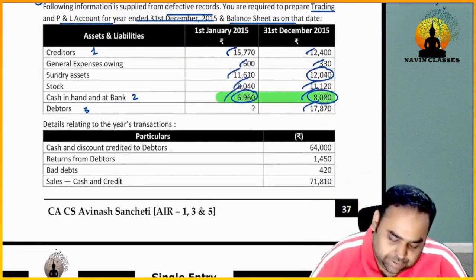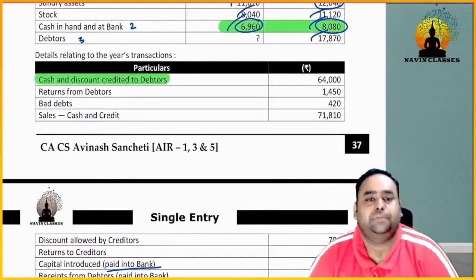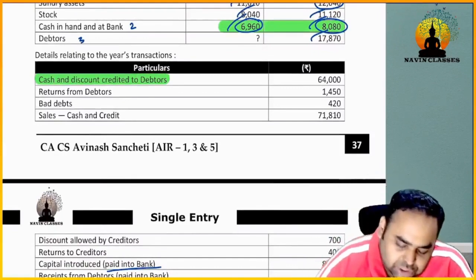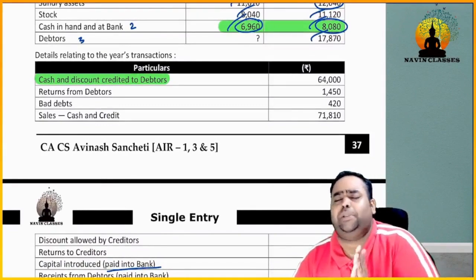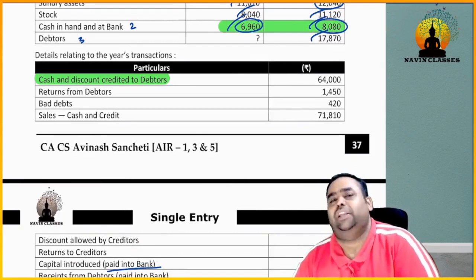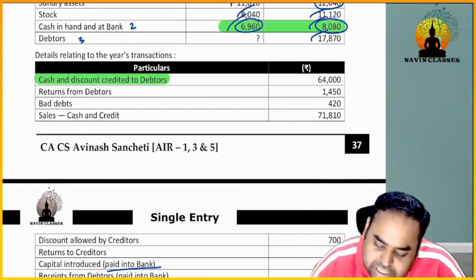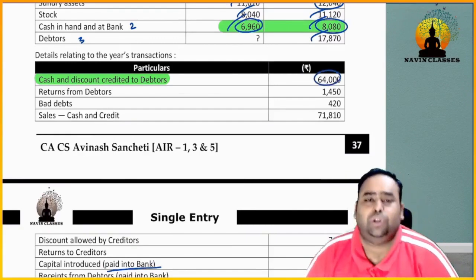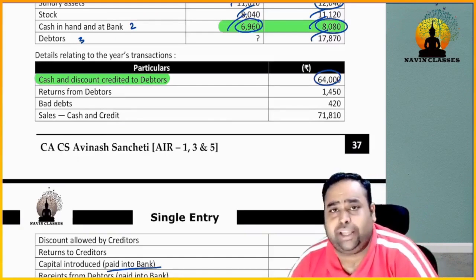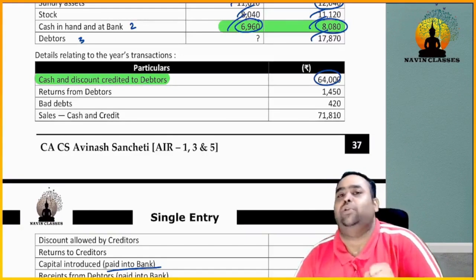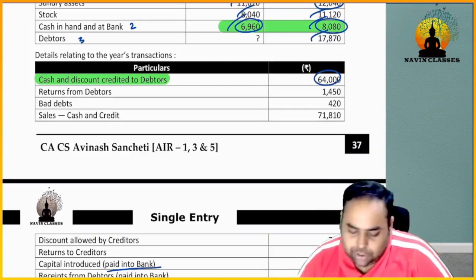Done. Now, next we have the cash and discount credited to debtors. So in the debtors account, we have credited some cash and some discount. Cash credited to the debtors account simply means cash received, and discount credited means discount allowed. We have credited the cash and discount to the debtors account of 64,000, but we need separate values for both cash and discount, right? We should know how much is cash and discount because it is given in combined form here. So I'll wait for them to be separated, and then only I'll be able to show them correctly.